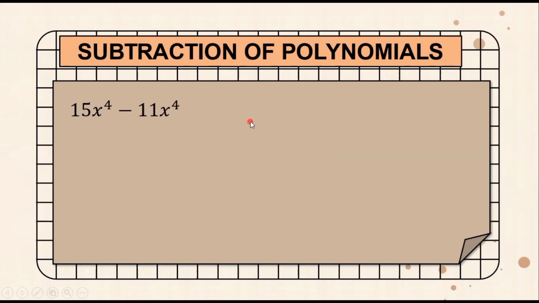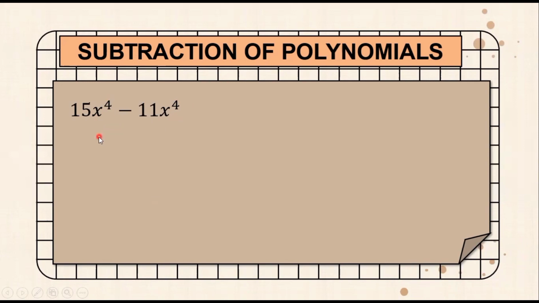May we have our first example under subtraction. So 15x raised to 4 minus 11x raised to 4. We try to check whether the two expressions given are similar terms or like terms. Are they similar or like terms? Considered to be like terms? Yes. Why? Because they have the same variable containing the same power or the same exponent. So we can subtract the two expressions.